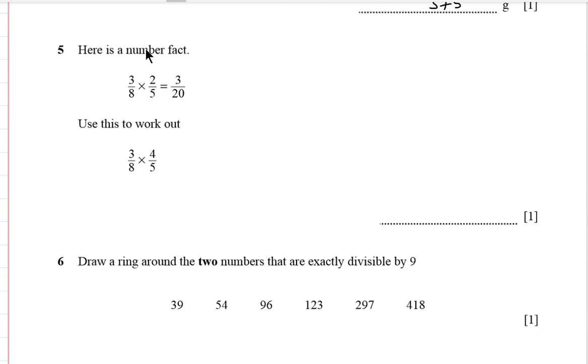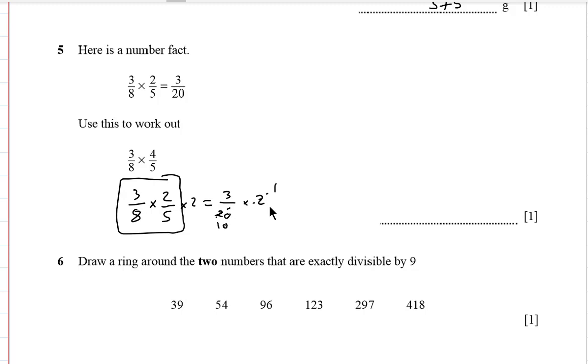Question 5. Here is a number fact. 3 over 8 times 2 over 5 is equal to 3 over 20. Use this to work out 3 over 8 times 4 over 5. What a beautiful question. We can split 4 over 5 into 2 over 5 times 2, right? And then we can replace all this product with 3 over 20. So we need to multiply 3 over 20 times 2. After simplifying, the final answer should be 3 over 10.